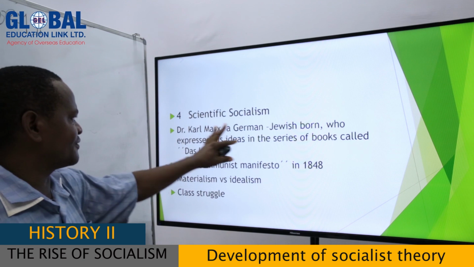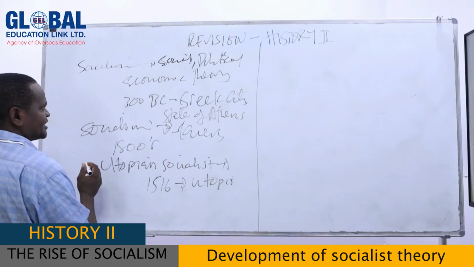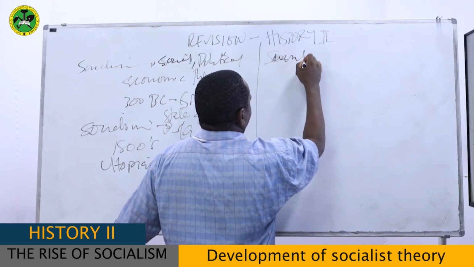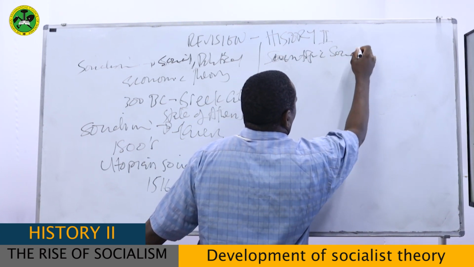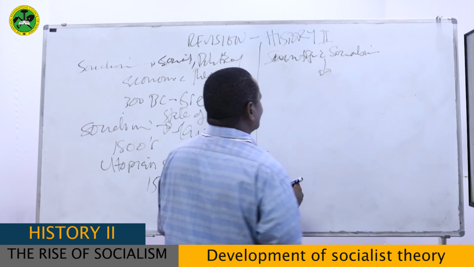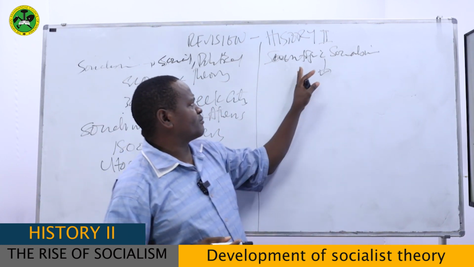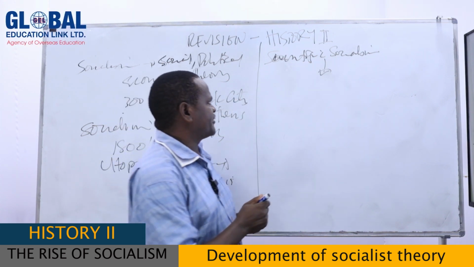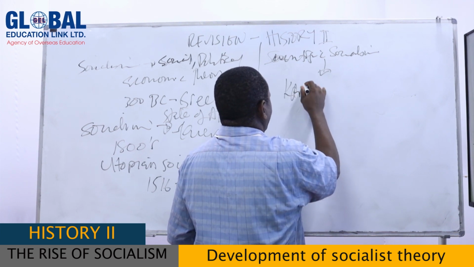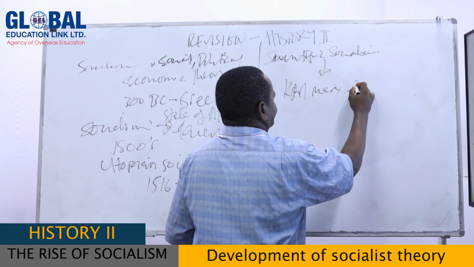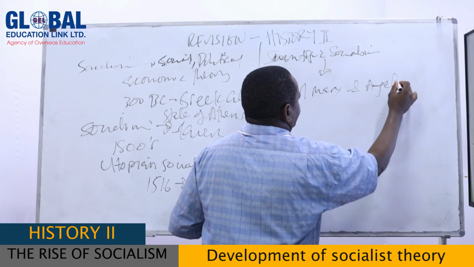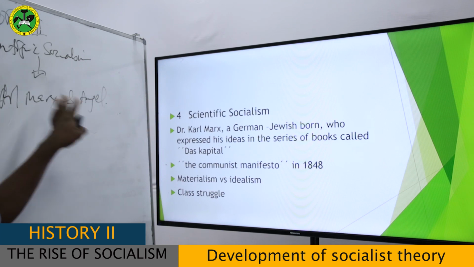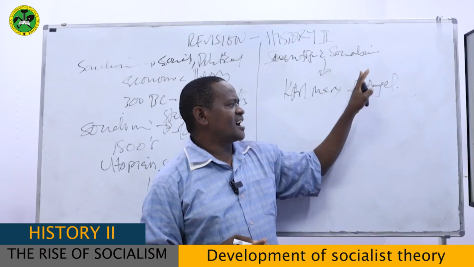The third area is scientific socialism. This was introduced by Dr. Karl Marx and Friedrich Engels, they introduced the so-called scientific socialism. Even though the one who called this theory scientific socialism was not Dr. Karl Marx, it was rather Friedrich Engels.